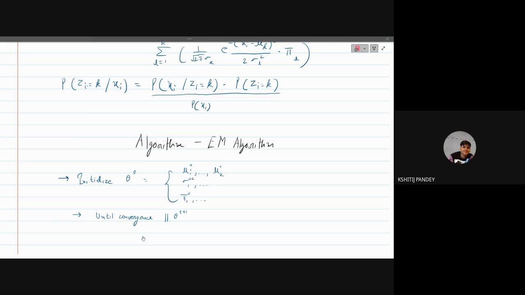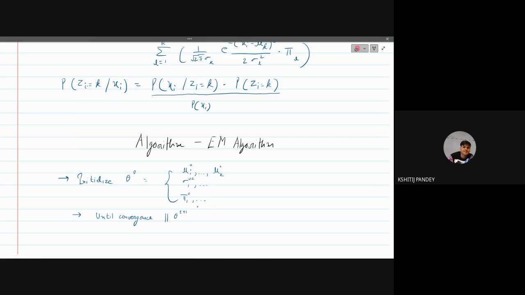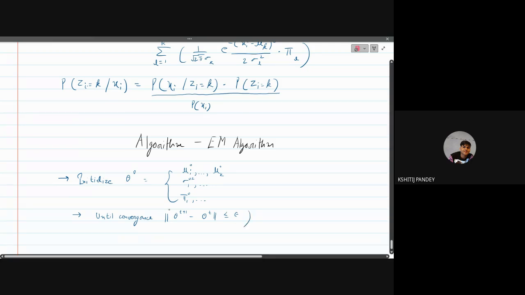Yes. So for convergence, we'll check the absolute difference between the value of theta at the t plus 1 iteration and the value of theta at the previous iteration. If the difference is less than some very small number, then it means that we have achieved convergence.